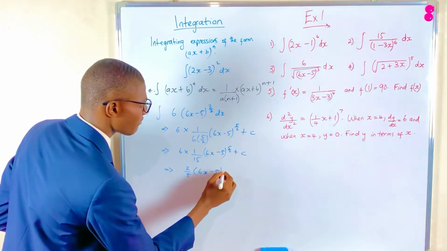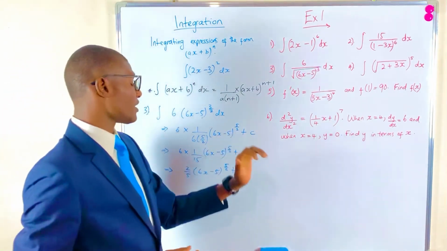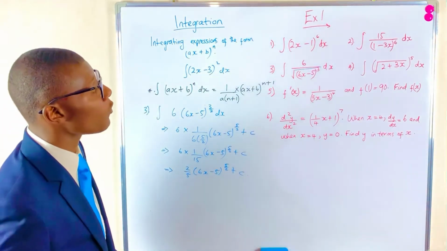6x minus 5 raised to the power of 5 over 2 plus c. So this is the result that we get for number 3. And then now for number 4.